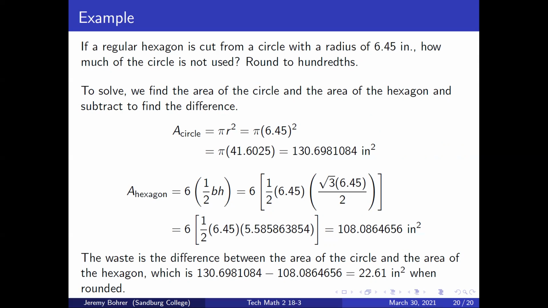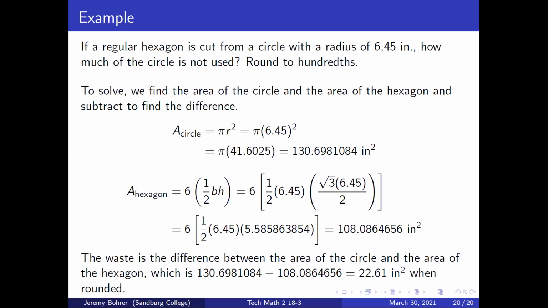130.6981084 square inches. The area of the hexagon is 6 times 1/2 bh, which is 6 times 1/2 times 6.45 times the square root of 3 times 6.45 over 2, which is 6 times 1/2 times 6.45 times 5.585863854, which is equal to 108.0864656 square inches.